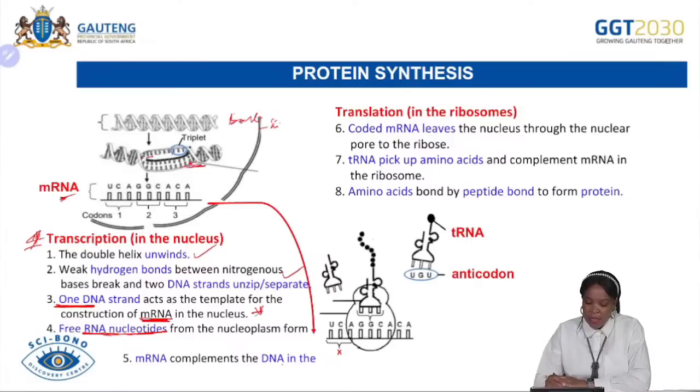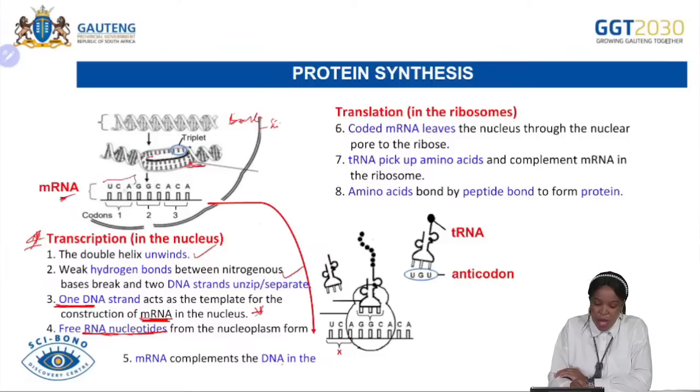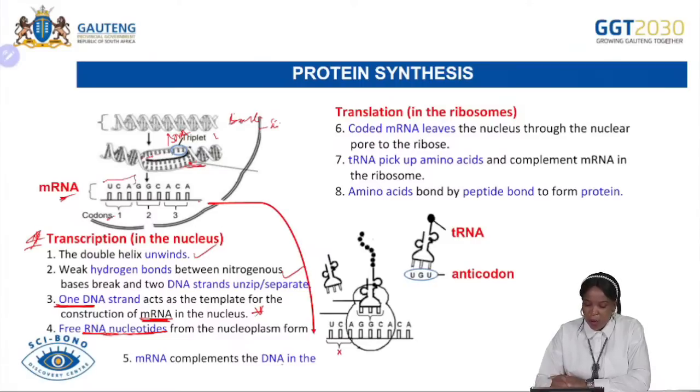Then the next stage: what is going to happen now with this mRNA that has been formed? And please remember that the 3 consecutive nitrogenous bases on your mRNA, we call them codons. And the 3 consecutive nitrogenous bases on your DNA molecule, we call them the DNA triplet base. Then this mRNA is going to come into the next stage. What is the next stage?